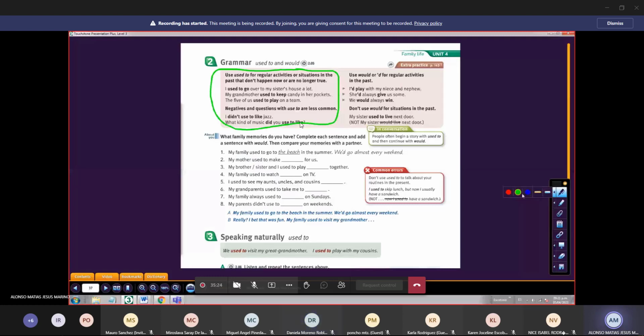Thank you. Now, please, who wants to read this part? Use would or 'd for regular activities in the past. I'd play with my niece and nephew. She'd always give us some. We would always win. Don't use would for situations in the past. My sister used to live next door, not my sister would live next door.